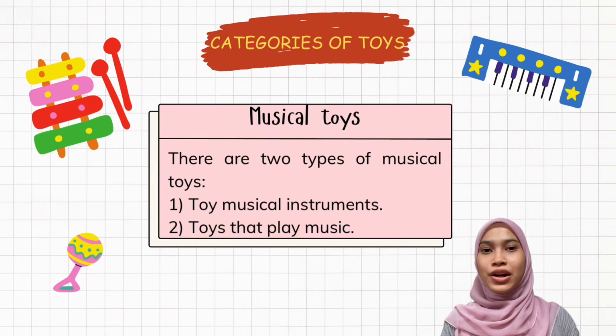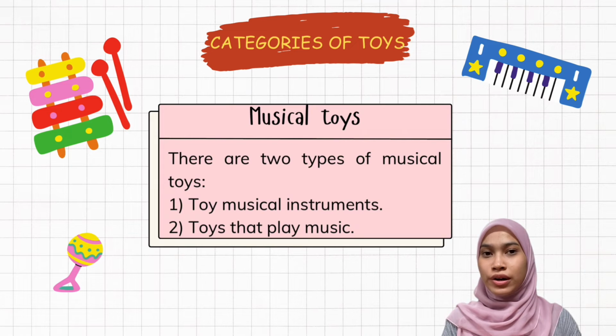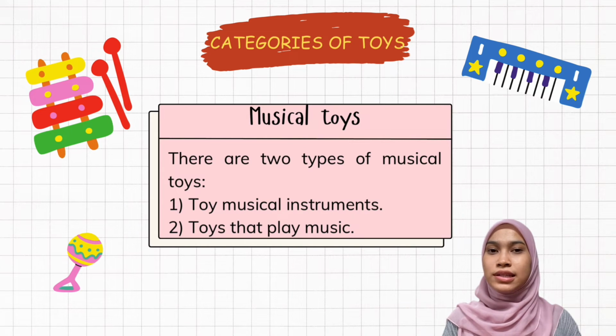The last category of toys is musical toys. Musical toys are divided into two types, which are toy musical instruments such as wooden violin and toys that play music such as chime ball.